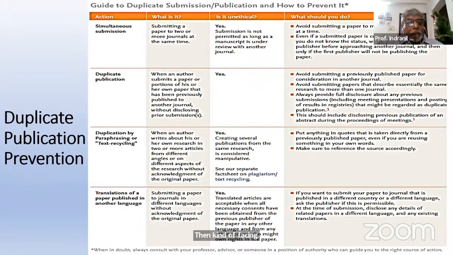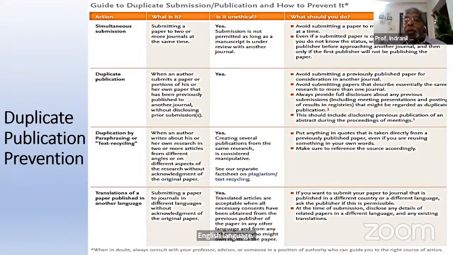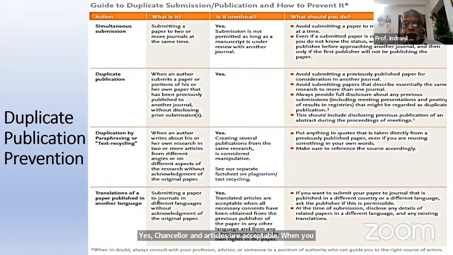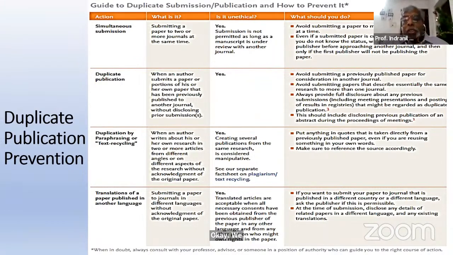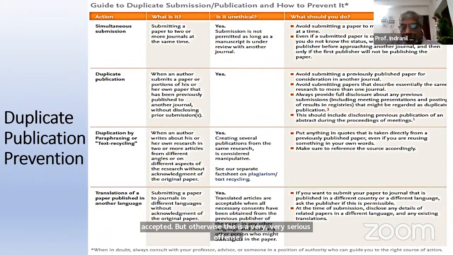And then translation of a paper published in another language. Someone has submitted to a journal, maybe in some other language. You make no acknowledgement of the original paper, but you do a translation and submit it to some English language journal. Yes, translated articles are acceptable when you have obtained necessary consent from the previous publisher or the author. You must check with the publisher whether such submission is at all acceptable. Otherwise, this is a very, very serious offense, and it could land you in serious trouble.